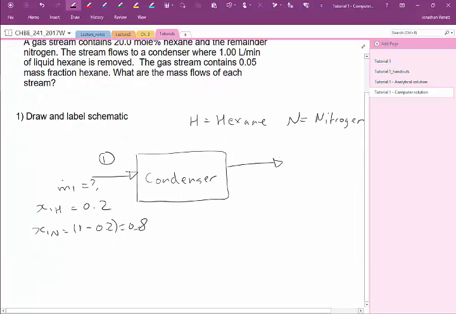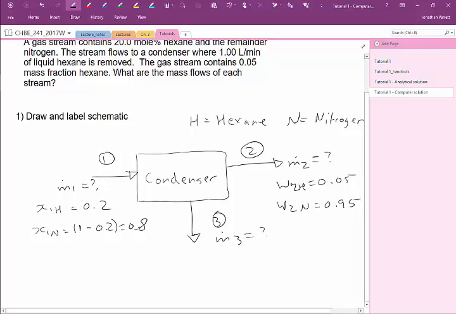And then this condenser, I have a second stream that comes out. It's a gas stream, and again, I don't know the flow rate of this, but I know the weight fraction of hexane, as they've told me, is 5%, and the weight fraction of nitrogen is 95%, the remainder. And then I have a third stream coming off. The mass of this stream I don't know, but I do know its volume flow rate is a liter per minute, and I know that it's pure hexane.